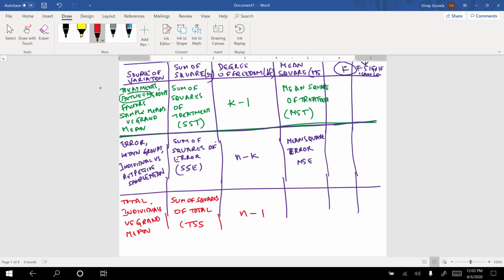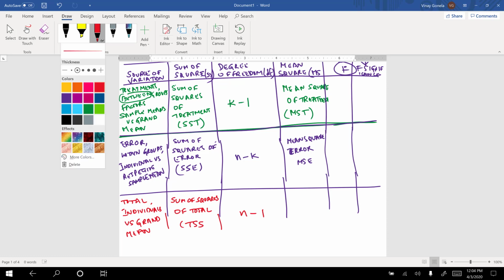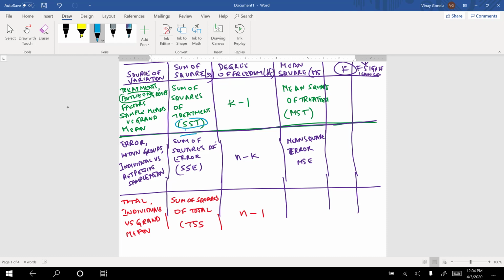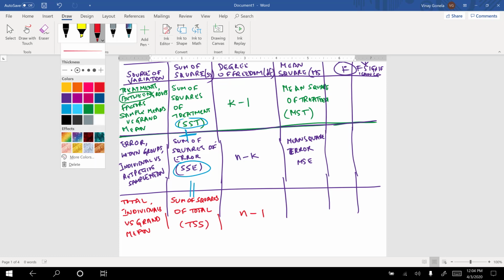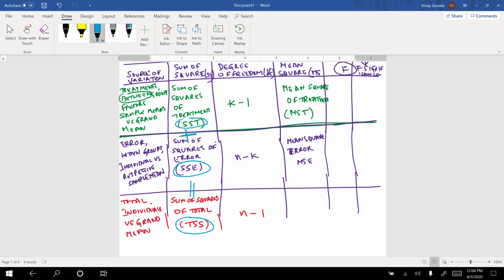So one of the things you wanted to understand in this is, let me use a different color. Okay, so this SST plus SSE should give you the total sum of squares. So this is, should give you this. This k minus 1 degree of freedom plus this n minus k should give you this n minus 1.